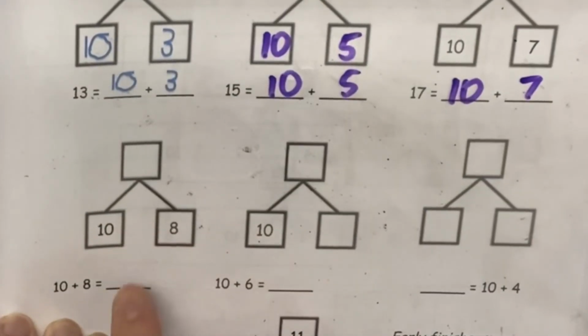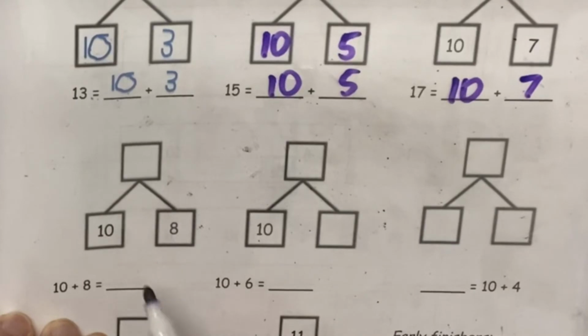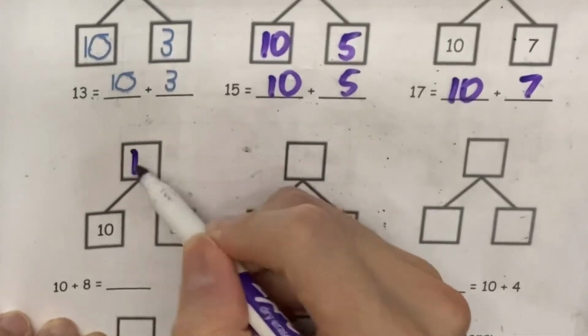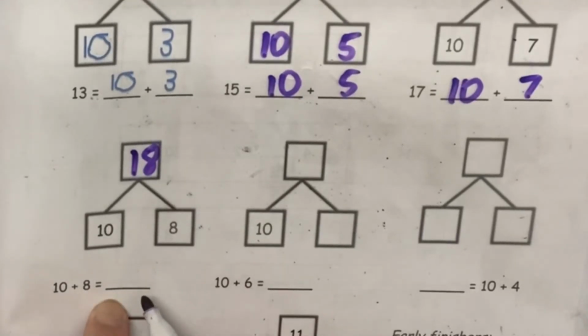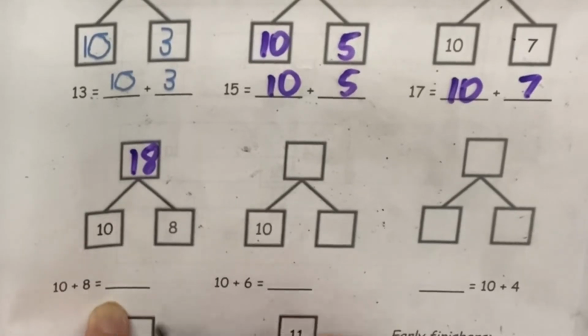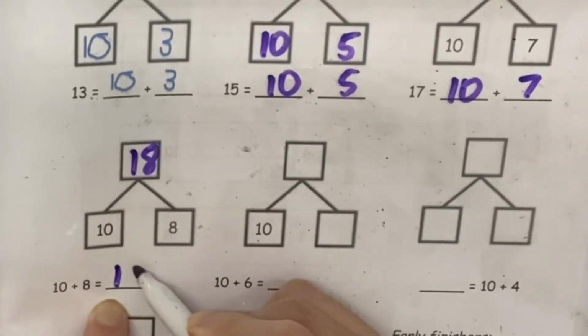Oh, I'm missing my whole again, so I got to figure out the whole. So now I got 10, 8. 10 and 8 make the number 10, 8. Oh yeah, 10, 8, which is the number 18. So now I have 10 plus 8 equals what number? 18, or to say the ten way, 10, 8.